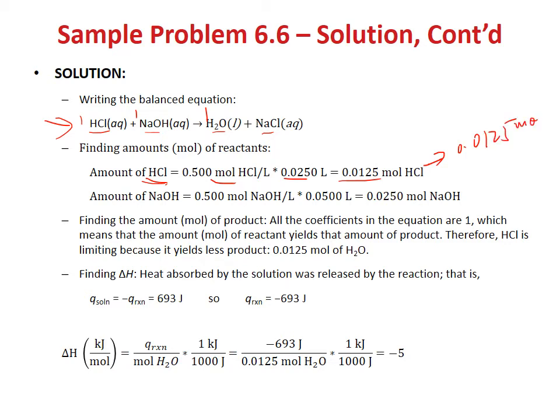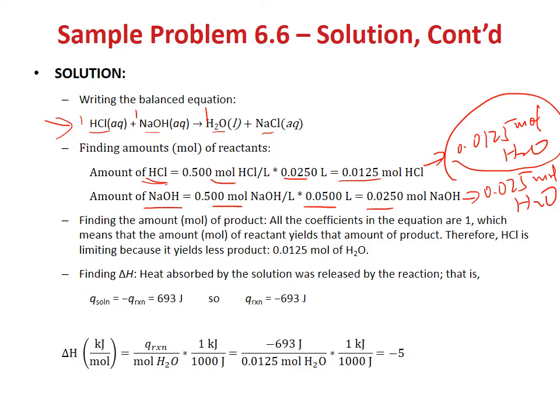0.0125 moles of water. Now the number of moles of sodium hydroxide is the volume of sodium hydroxide times molarity, which gives you 0.025 moles of sodium hydroxide. Using sodium hydroxide, you can calculate that the number of moles of water will be 0.025 moles. Because this is smaller, hydrochloric acid is the limiting reactant, and this is the number of moles of water that will be formed during the reaction.